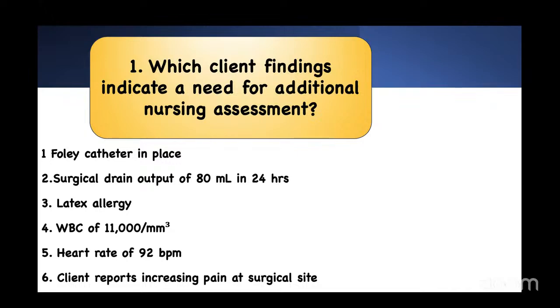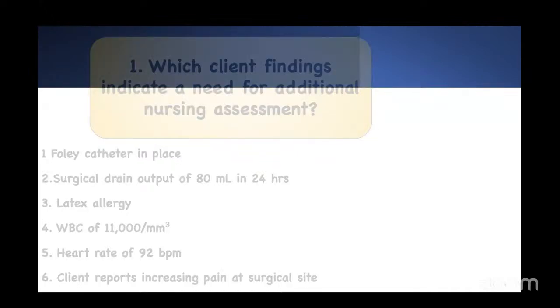The WBC of 11,000 is okay, right? Post-op day one, inflammation after surgery, your temperature will go up a little bit post-op. The WBC immediately post-op is not a problem. And a heart rate of 92 is still in the same range. But the client is having more pain, right? Increasing pain at the surgical site is worrisome. So the only two things that we should worry about are the latex allergy and the client reporting increasing pain at the surgical site.